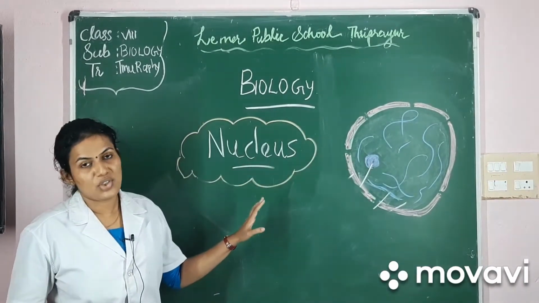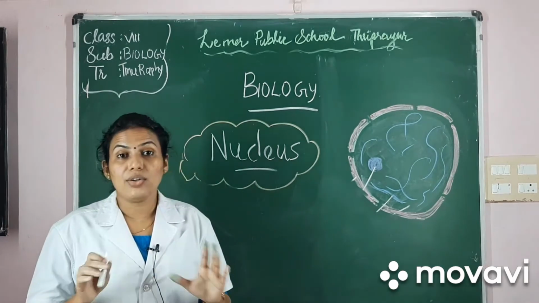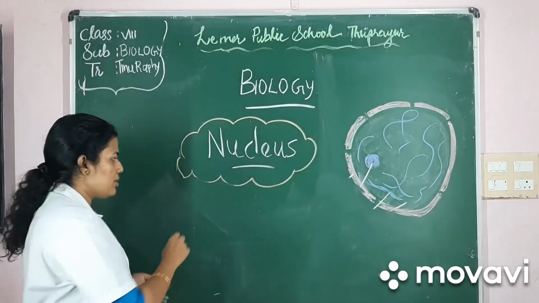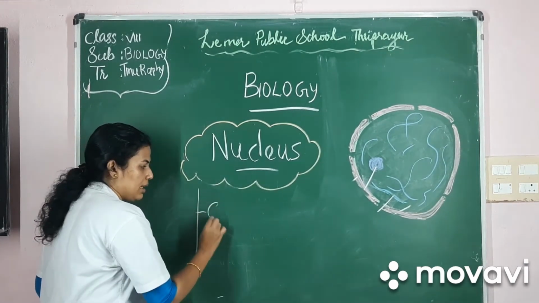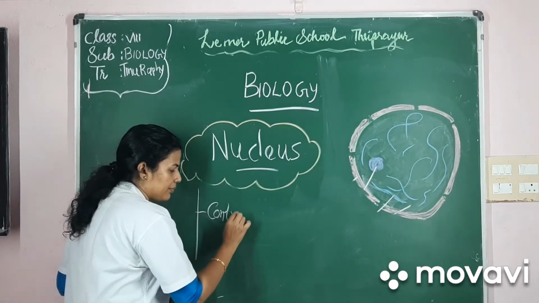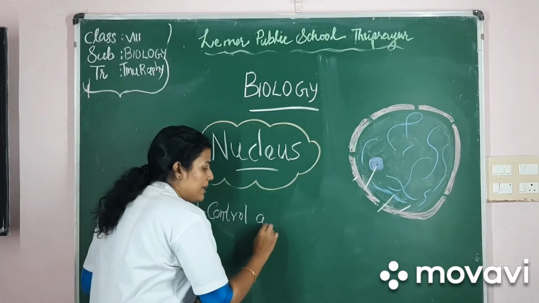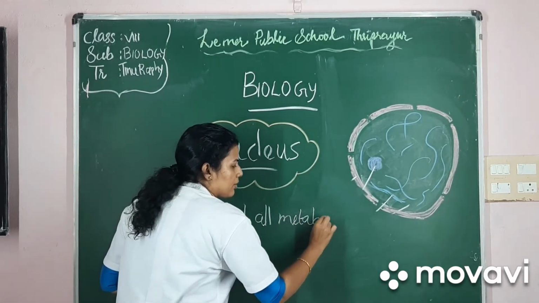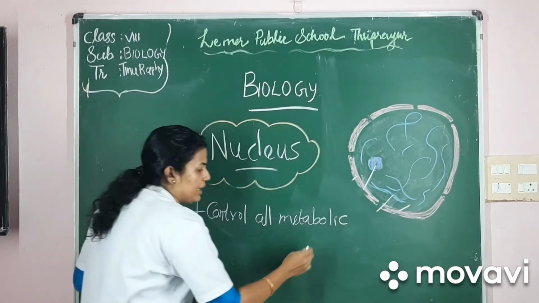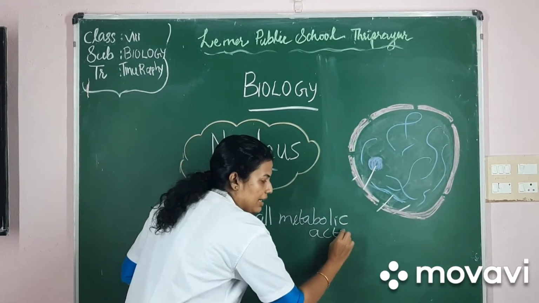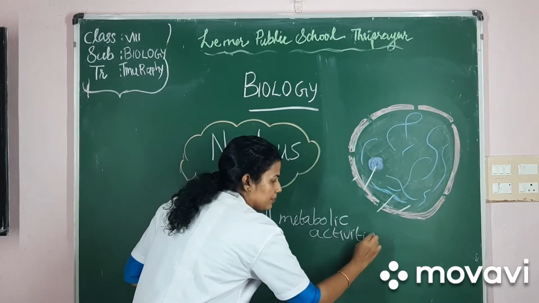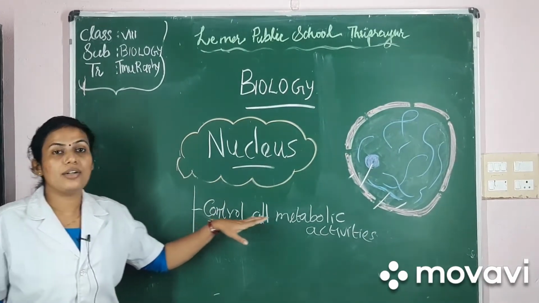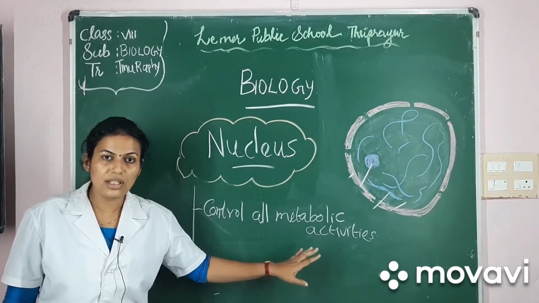The first function of the nucleus is that it controls all the metabolic activity of a cell. So the first function is to control all metabolic activities.